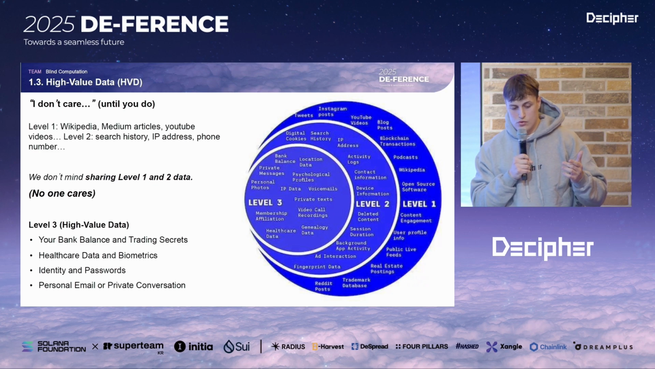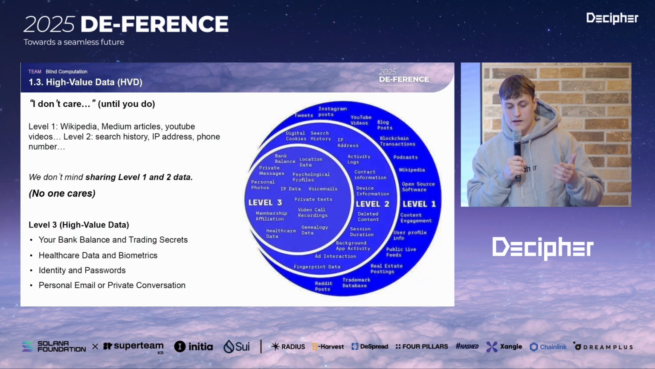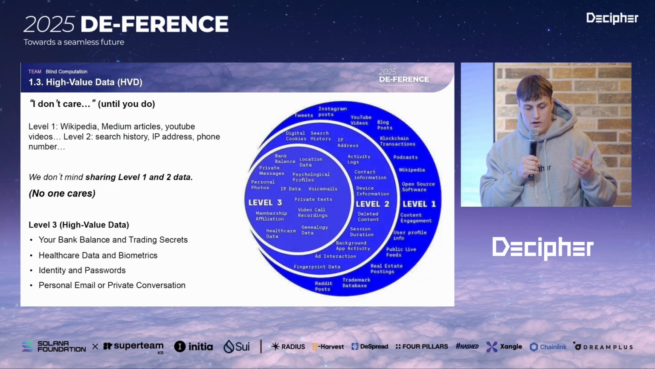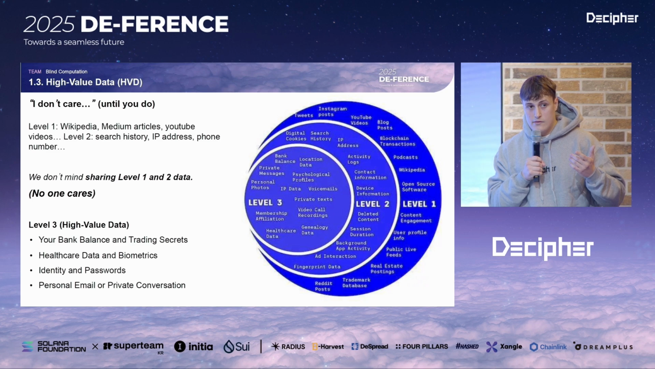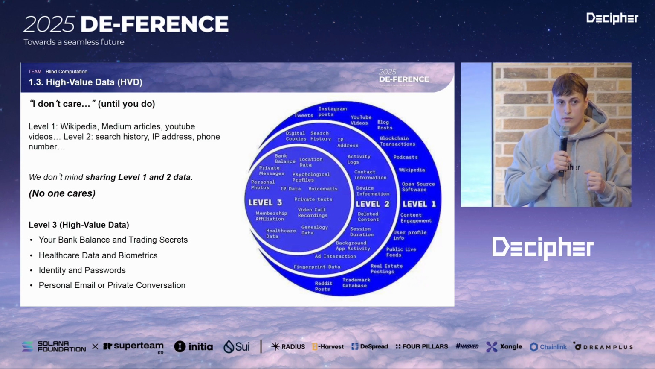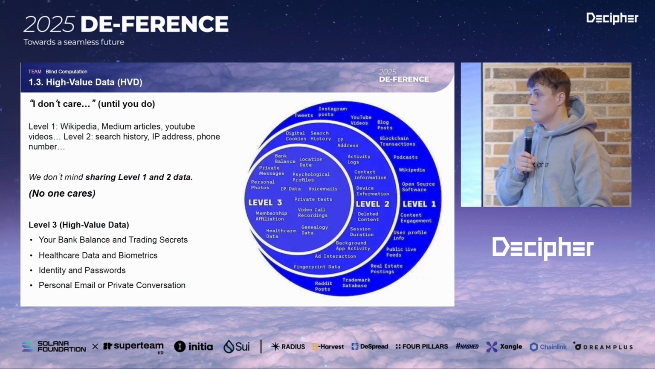Private text and photos, intellectual property, location, financial information like bank account balance, stock portfolio, your trade secrets, and even your debt. Also, identity and access control to socials, your passwords, your healthcare data, and even biometrics. High-value data is embedded into the infrastructure of our society. That's why it's so important to protect it.